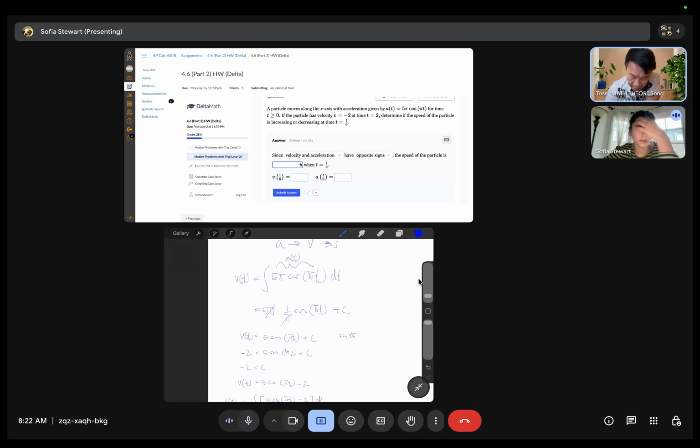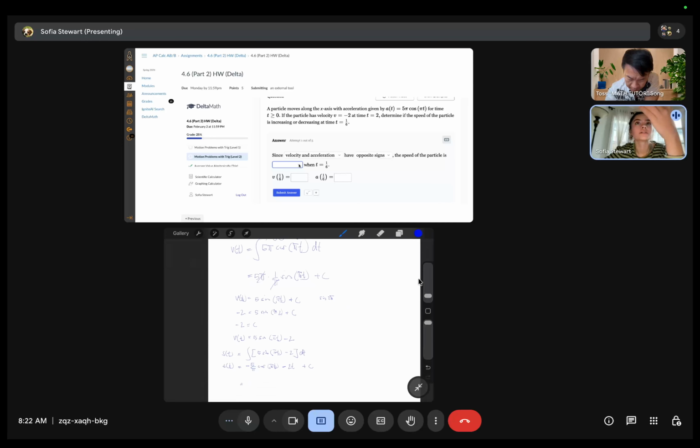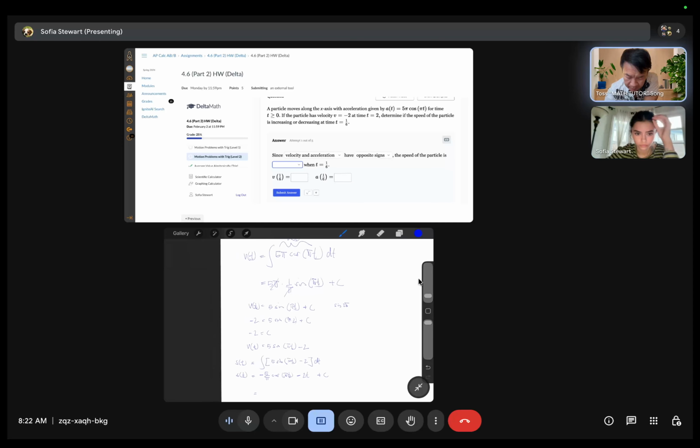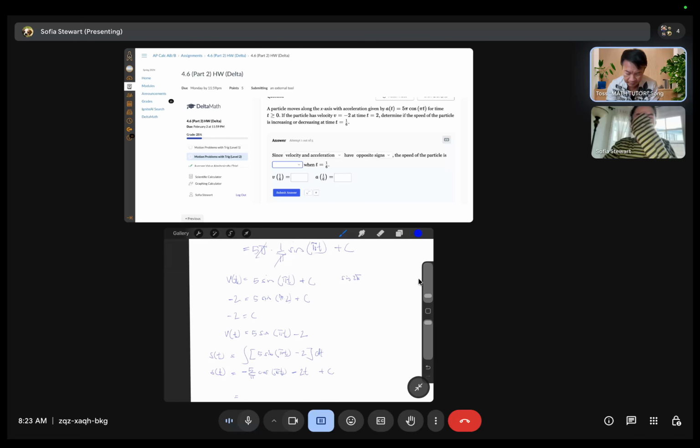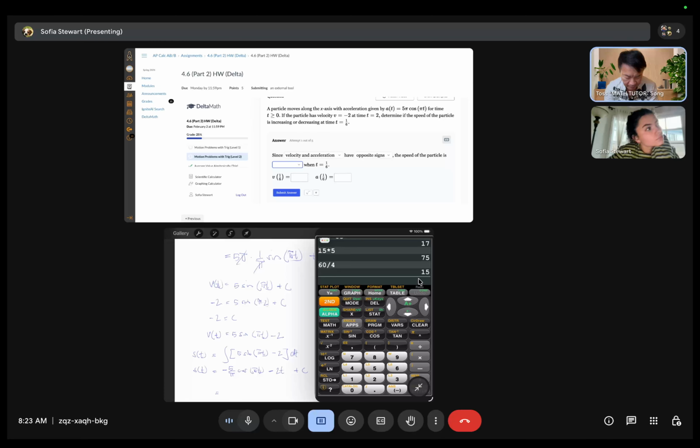Let me double check here. The particle is decreasing or increasing? They're talking about speed. Therefore, we don't forget it's at 1/6. So let me see what it looks like at 1/6. I gotta plug it in. So pi over 6. Let me check it right now.